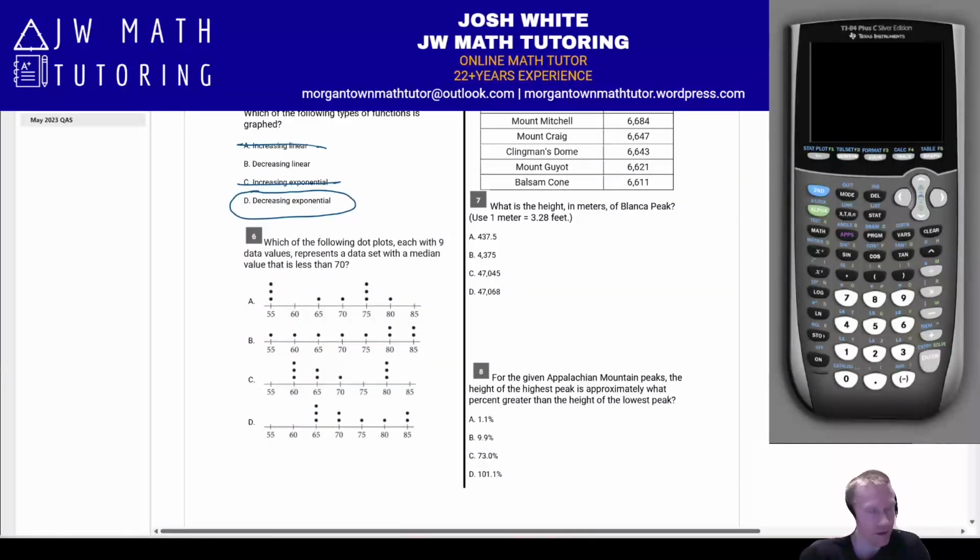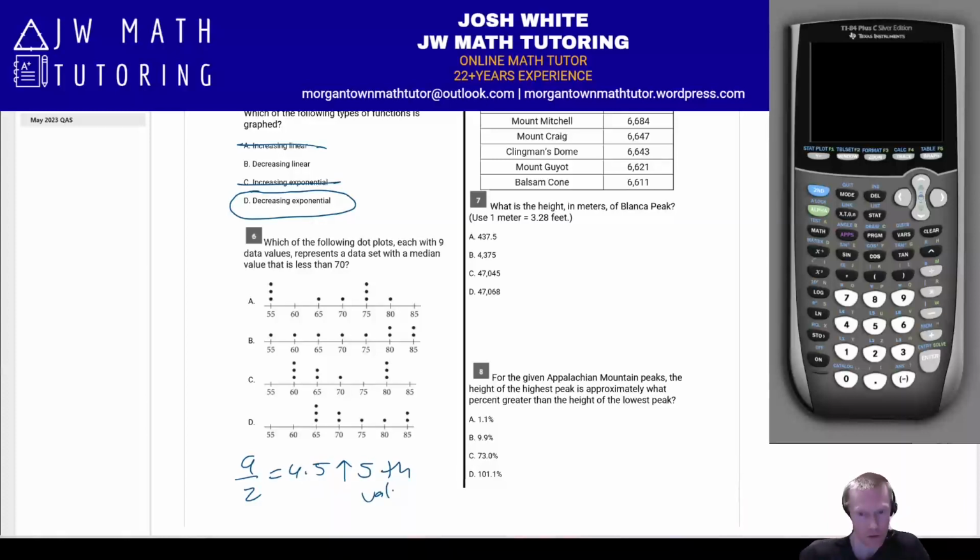All right, number 6, we have some dot plots here. They want to know which one has a median value less than 70. Okay, notice they tell us each one has 9 values. That means the median is going to be the 5th value. The way I know that is I do 9 divided by 2 and I get 4.5. Since I got a decimal, I round it up to the next whole number, 5. So my 5th value is going to be basically the median value.